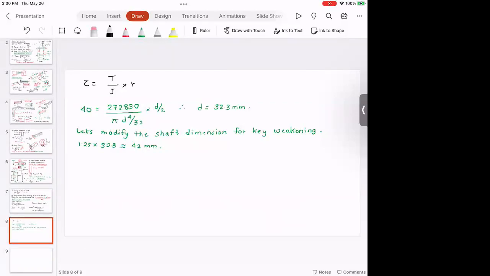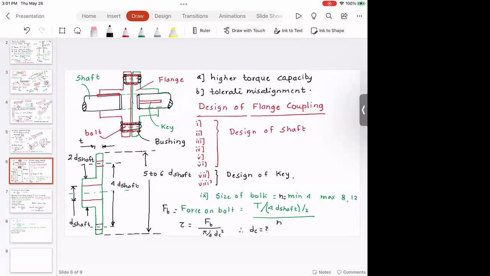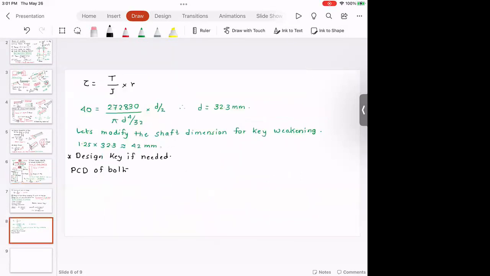Now, if you want, we can design the key, but design of key is not asked. So design key if needed. I would go directly to the PCD design, PCD of bolts. This is actually 3 to 4 times the diameter of the shaft. I gave you 4 times, but it could be 3 to 4 times the diameter of the shaft. Hub diameter is 2 times the diameter of the shaft. So I would say 3 times 42 millimeters, which is 126 millimeters.